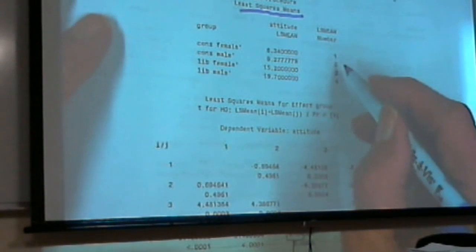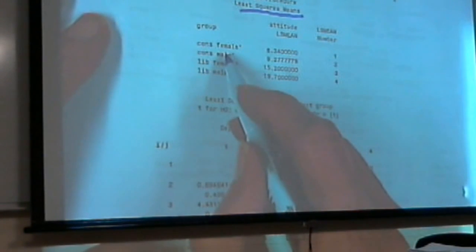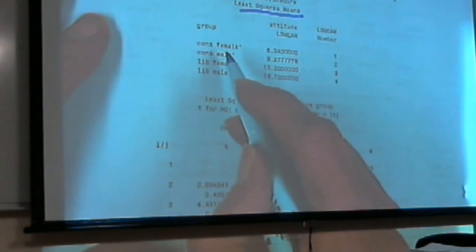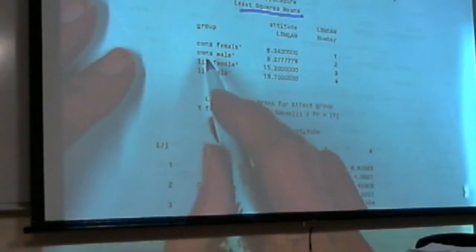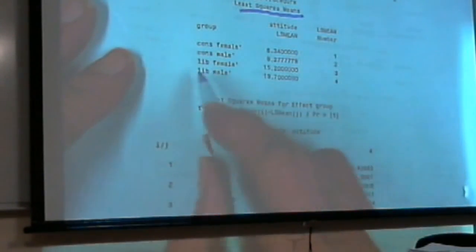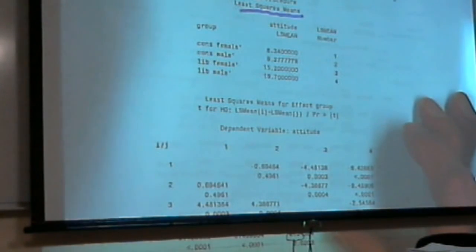Now notice here that in the least square mean output, number 1 refers to conservative females. Now that's different than my original data, right? So here's a place where we have to be careful when we watch this switching around of names. So 1 refers to conservative females, 2 to conservative males, 3 liberal females, 4 liberal males. So that's the meaning of 1, 2, 3, 4.